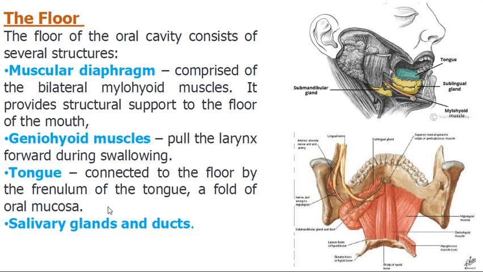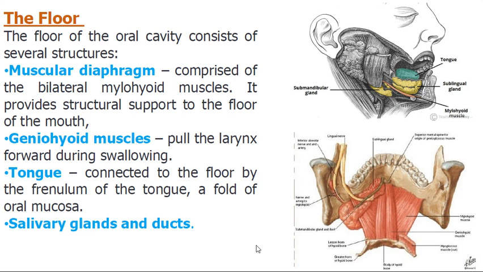And the other structures present in the floor of the mouth are the salivary glands and their ducts, like the sublingual gland and even the deep portion of the submandibular gland right here. This is the sublingual gland, the yellow one, evident here beneath the tongue, from its name, and the portion of the submandibular salivary glands. These are also contents of the floor of the oral cavity.